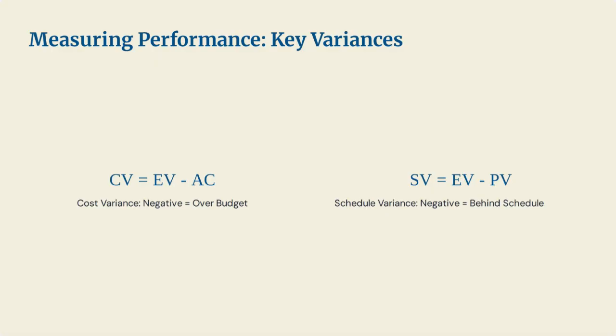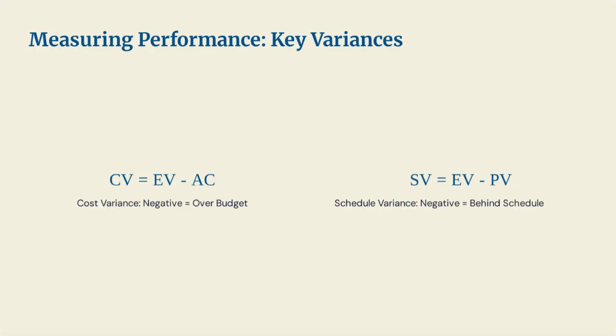Cost variance, or CV, is simply EV minus AC. It answers, is the project over or under budget? A positive number is good. It means the earned value is greater than the actual cost. A negative number is bad. It means the project is over budget.